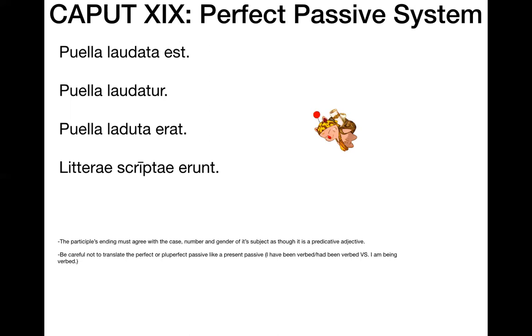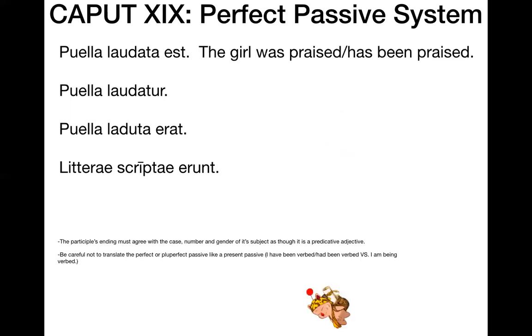Has been praised. Exactly. The girl has been praised. We're going to go with has been verbed. Whereas the present passive would just be laudatur, right? The thing that's kind of nice about present passive is that it's all just one word, which is maybe easier to parse. That's just third person singular present passive, laudatur. The girl is praised. So with perfect passive, laudata est is the girl has been praised.